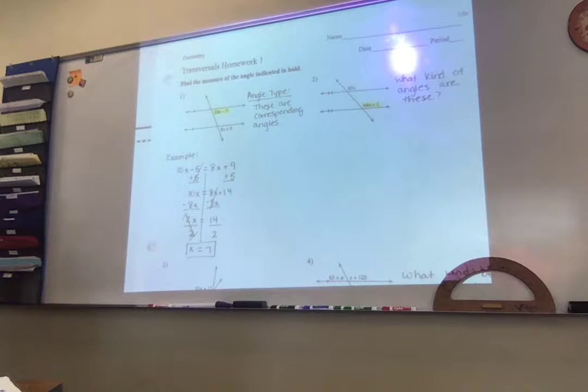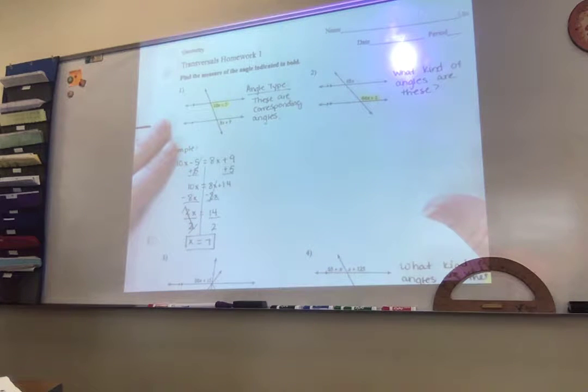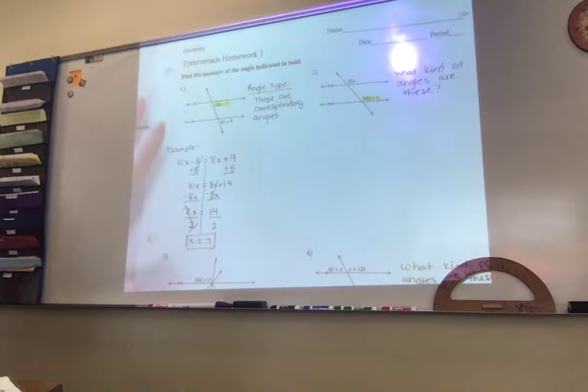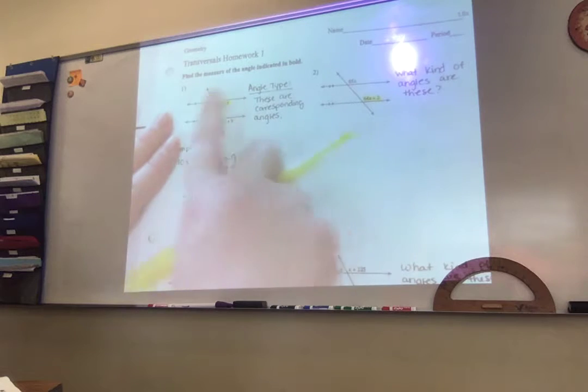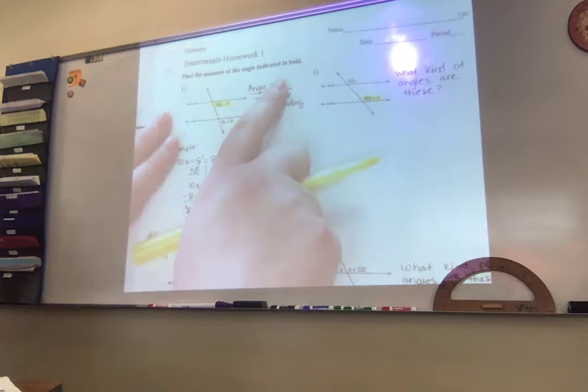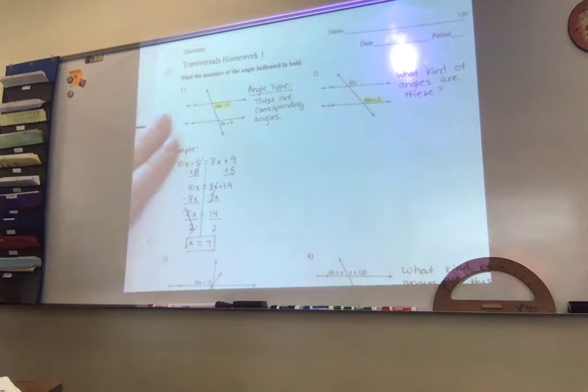Do we do this for each one? Yep. Because we're finding the degree measure of the angle. Oh, so that's for each one? Yes. It says find the measure of the angle indicated in bold, but you can't really tell between the two which one's the bold one.